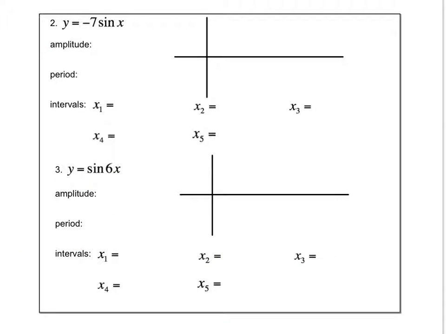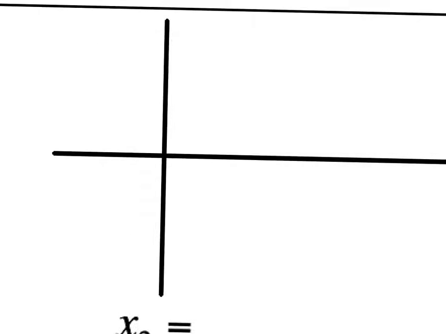So when we look at number 2 here, what's the amplitude? It's 7. We take the absolute value of it, so the amplitude is 7, which means, and I don't think I gave you a whole lot of space here, so do your best, we're going to go up 7: 1, 2, 3, 4, 5, 6, 7, and we're going to go down 7: 1, 2, 3, 4, 5, 6, 7.